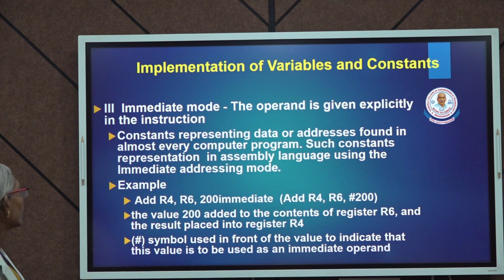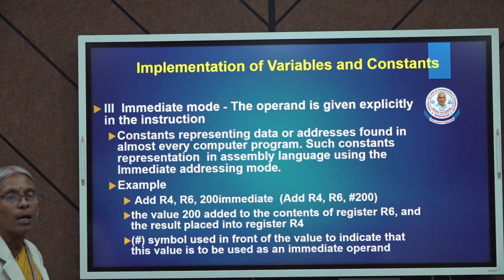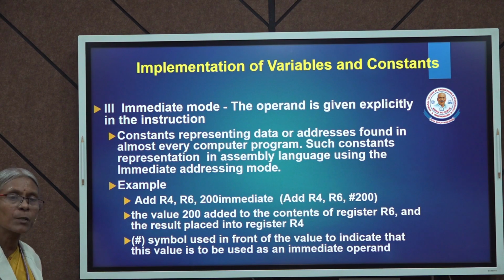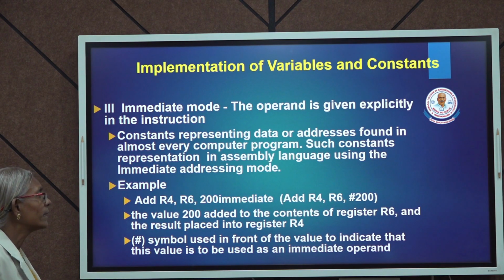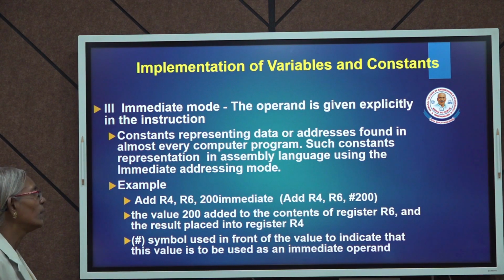Let us see the example. Add R4, R6, 200 immediate. That can be written like this: add R4, R6, #200. Here #200 is the symbol used to specify that this particular instruction uses the immediate addressing mode. So the operand 200 is added with the R6 content and the result will be stored in R4. So this is the example for the immediate mode.